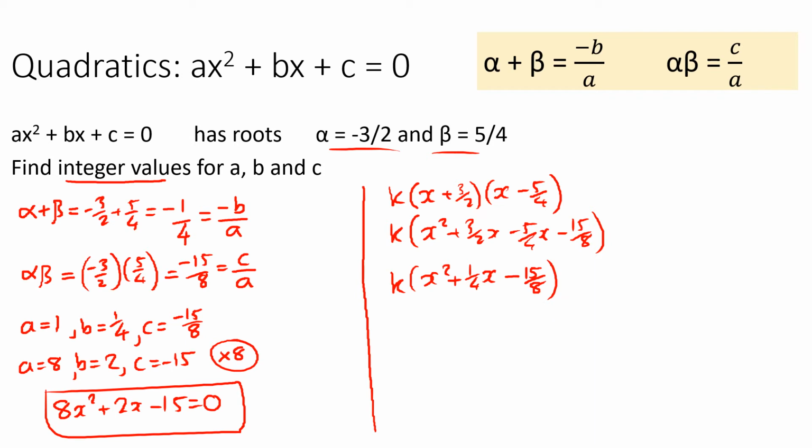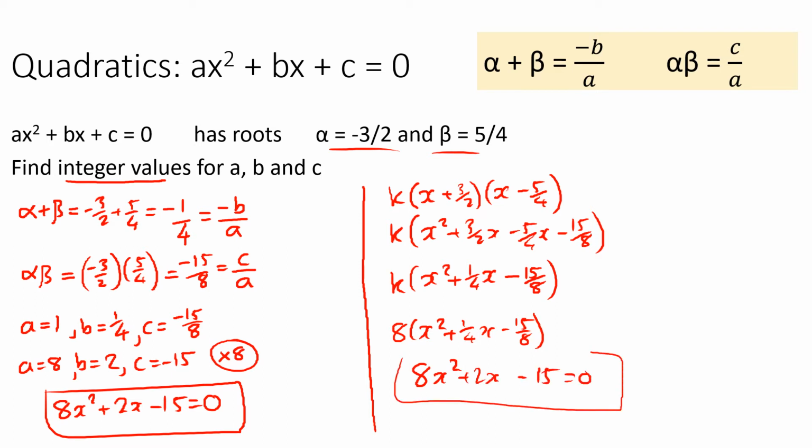And then we'd have to realize that k is equal to 8 to make this work. So we've got 8 lots of x squared plus a quarter x minus 15 over 8. So in other words, 8x squared plus 2x minus 15 equals 0. Two valid ways of getting to the same answer there. I'd probably recommend this left-hand side method because it's going to scale better when we look at cubics and quartics, but they both work. Okay, let's look at some cubics.